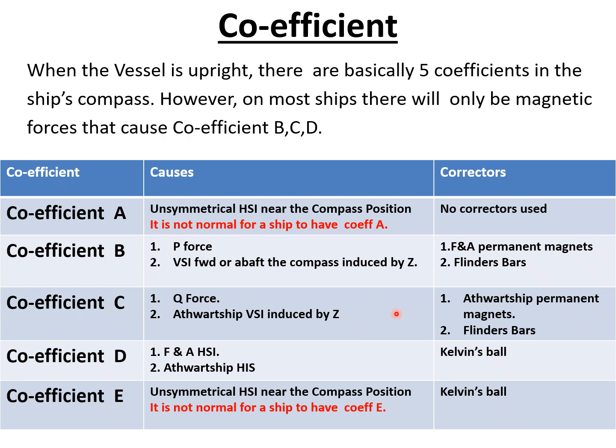Coefficient C is corrected by athwartship permanent magnets and Flinders bars, and coefficient D is corrected by Kelvin's balls. And if the vessel has got a coefficient E, that one will also be corrected by Kelvin's balls, right? What are the Flinders bar, athwartship permanent magnet, or fore and aft permanent magnet, or Kelvin's ball? We'll see later on, don't worry.